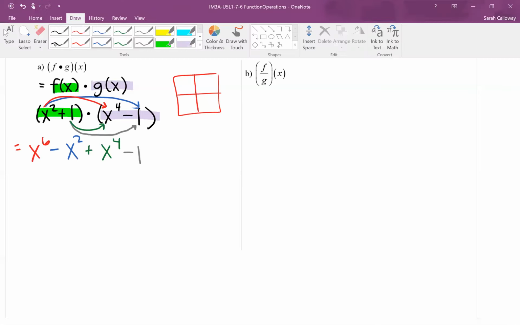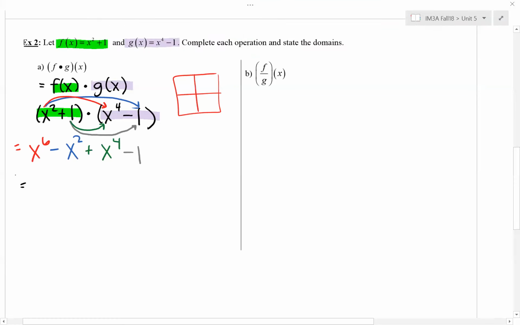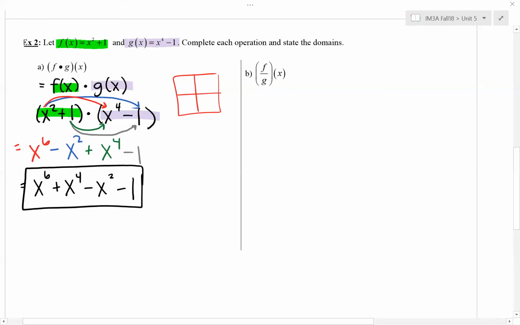And so our next step would be to combine like terms, but what we should notice is that we don't actually have any like terms. So let's just write this polynomial in standard form. So we have x to the 6th comes first, then we have an x to the 4th, minus x squared, minus 1. So since we can't combine anything, we're just reordering it so that all the powers line up in decreasing order.